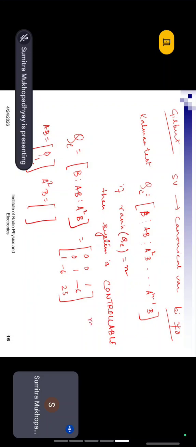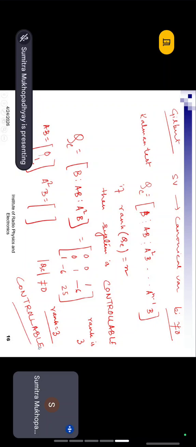If rank is n, rank is 3, how will you find the rank? You have to calculate the determinant of QC. If the determinant of QC exists, if it is non-zero, now do we see that the determinant of QC exists? Look, that is 0 into this part, that doesn't exist. 0 multiplied by this one, for this one it is -1. So determinant of matrix is not equal to 0. That means rank of this matrix is equal to 3. That means the system is controllable. Both from the Gilbert test and the Kalman test, we find that the system is controllable.